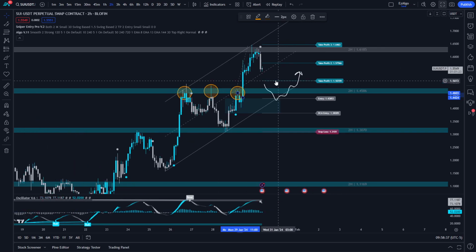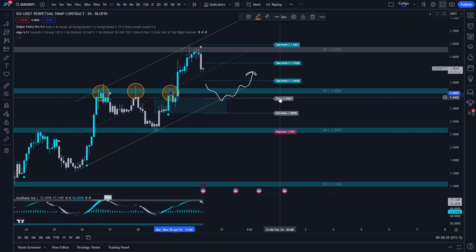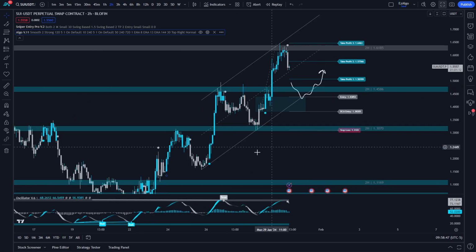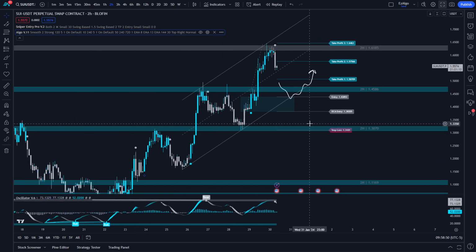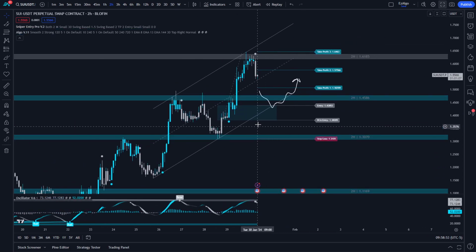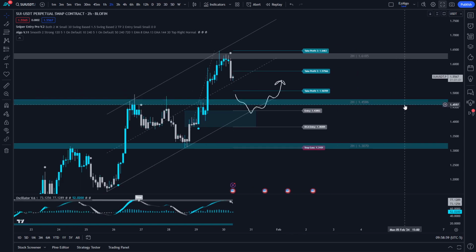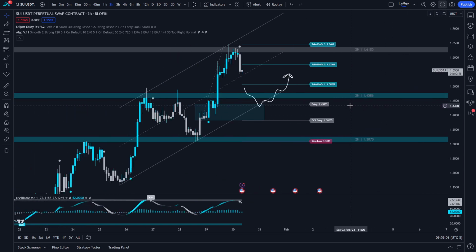So I'll be looking for price to retest this level, which would also be a breakout and retest. We also have that parallel channel confluence, and we have that sniper entry zone. We also have some order blocks here. So there's a ton of different ways that you can incorporate your own confluences into Sniper Entry Pro. But to me, this would be an optimal setup, and this is one I posted in the Discord today.